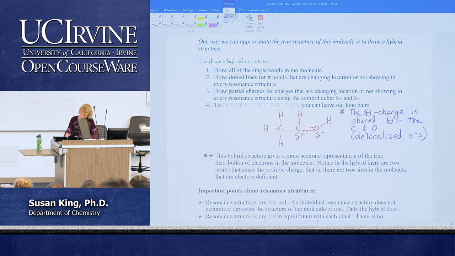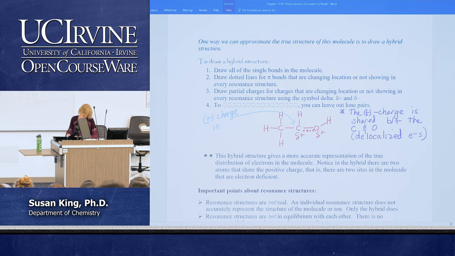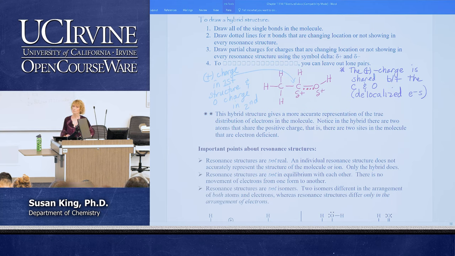Okay, and the reason these are positive is that for this carbon right here, it has a positive charge in the first structure and zero charge in the second. And the same thing goes for the other. Okay, so that's what I would want if I have you draw a hybrid. Questions on drawing hybrids, anybody? If you wanted to, in one resonance structure, the oxygen has two lone pairs. In the other resonance structure, it only has one, so I would just draw one lone pair here. But again, I really think it's easier if you don't do that. Okay? More questions on hybrids?